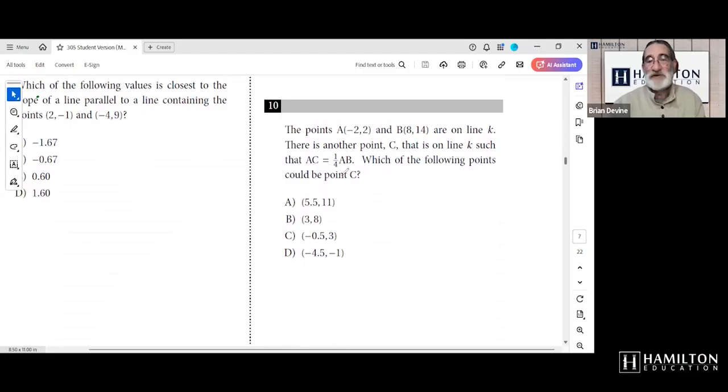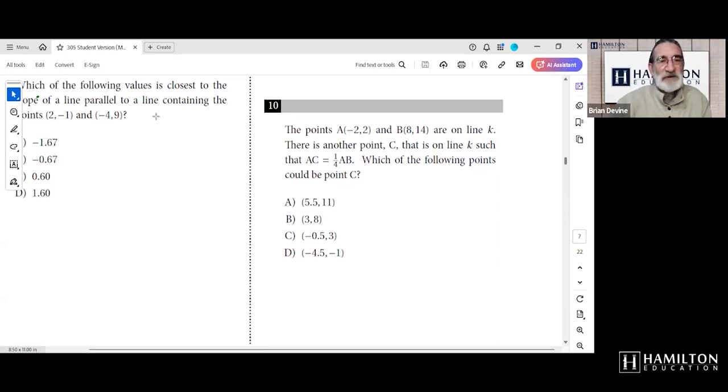Question 10. The points -2, 2 and 8, 14, A and B respectively, are on some line K. And there's another point, C, that's on K, where AC is 1/4 of the length of AB. Which of the following points could be point C? Well, I found the best way to do this is to draw it.